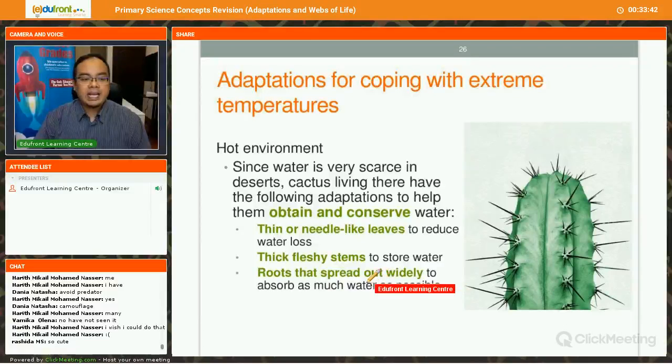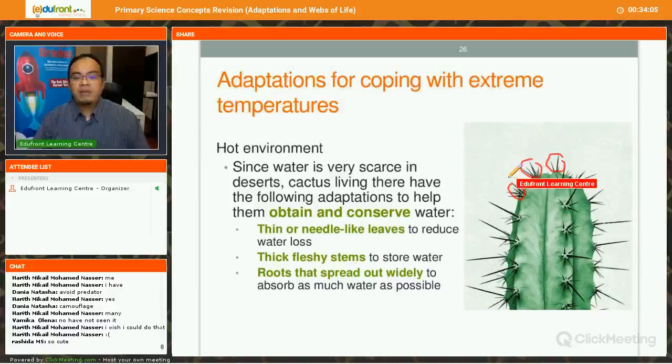You can see here, this is a cactus. Since water is very scarce in the desert, cactus living there have the following adaptations to help them obtain and conserve water. Number one, they have thin and needle-like leaves. On the cactus, the leaves are not the green part here. The green part here is the stem. The thorny parts here are the leaves.